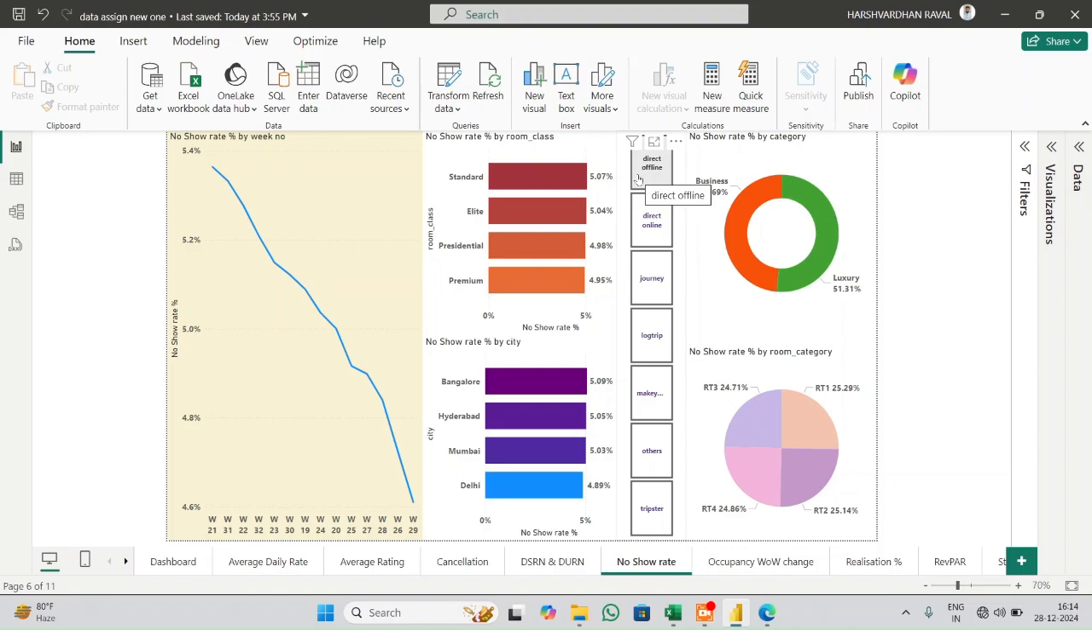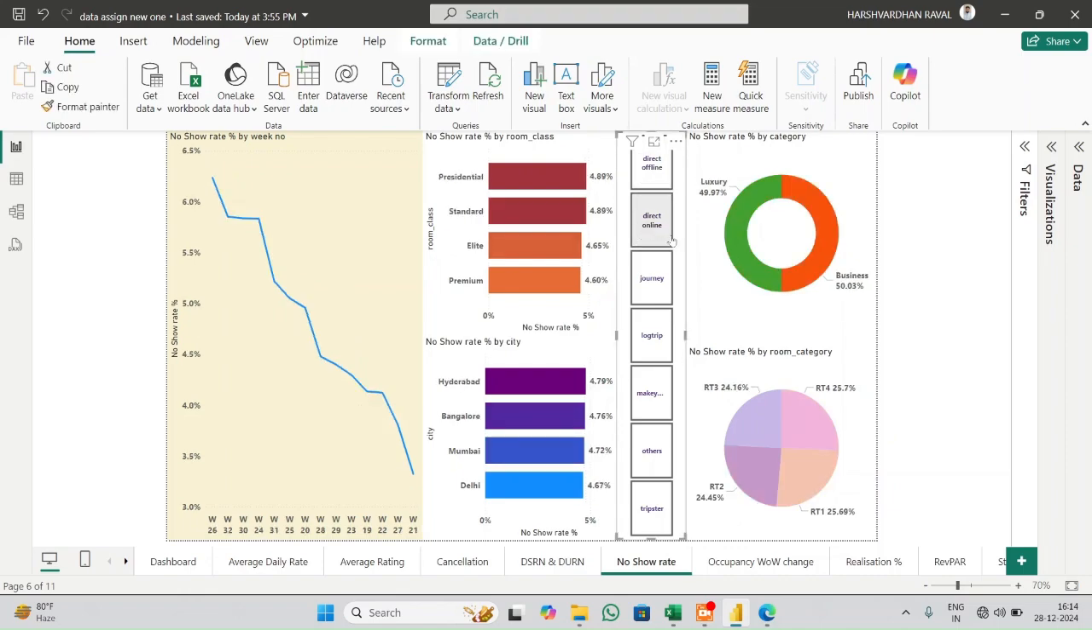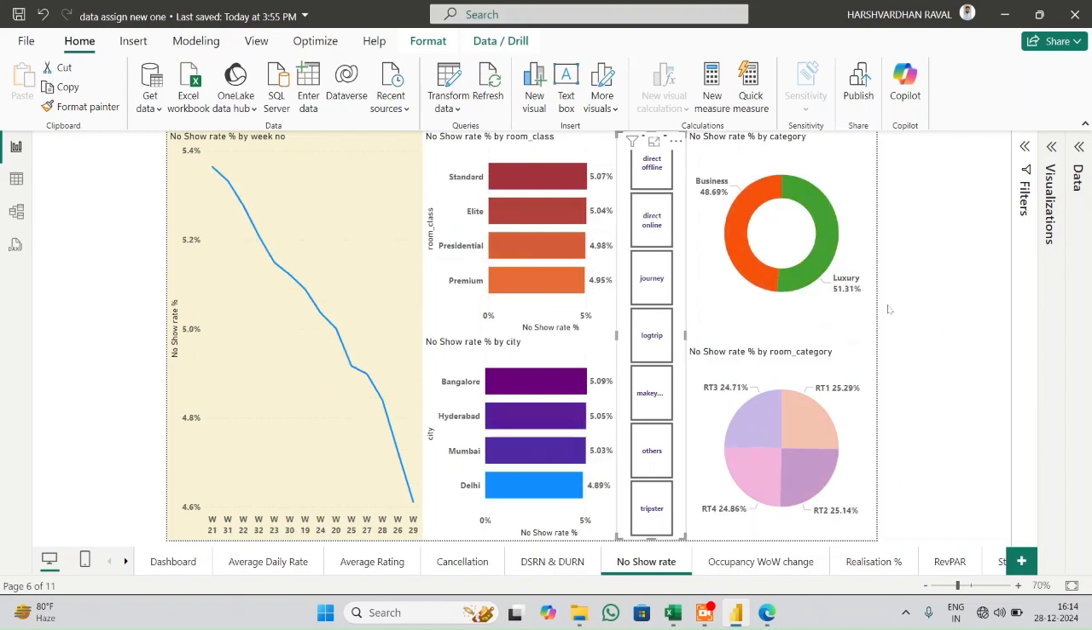Maybe not, because if a customer is coming directly offline, he will stay in the hotel. So we have to check direct online. What is the state? Yes, it also has a very low no show rate. So overall it is very low. It is good. The hotel is performing well.